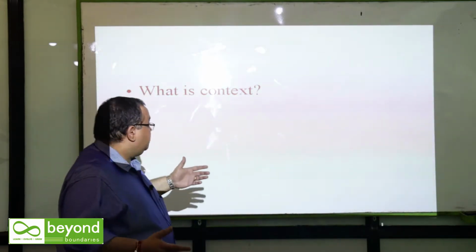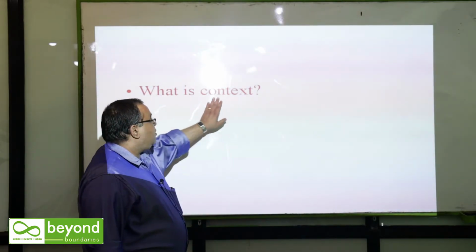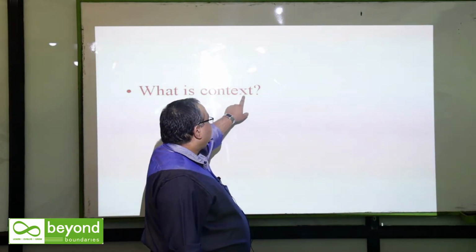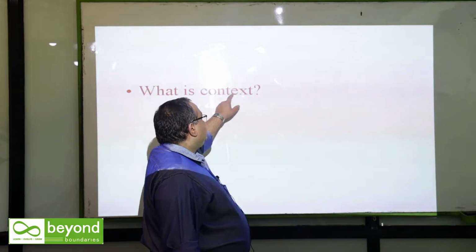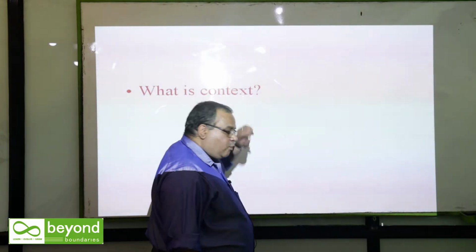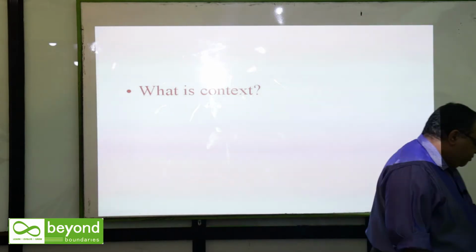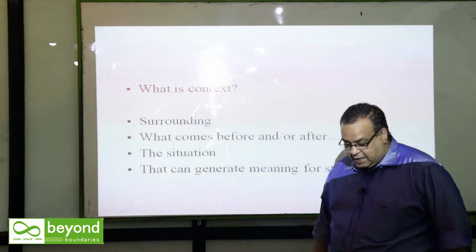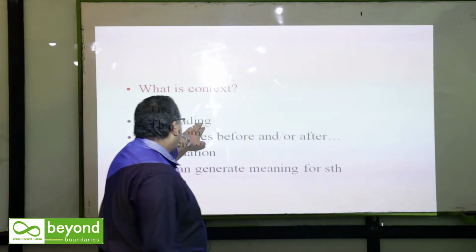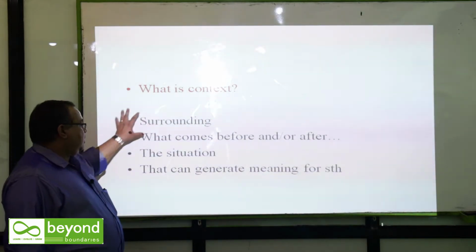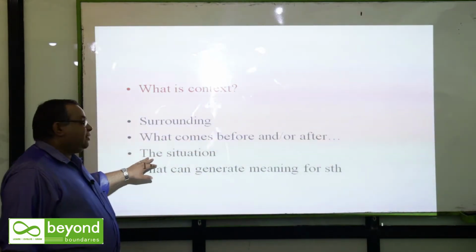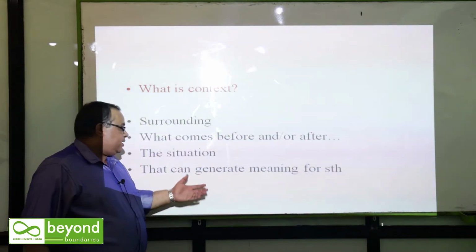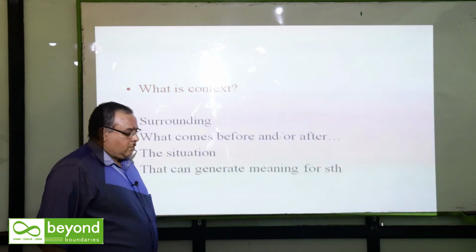So, what do we bank on? We bank on context. What is context? Simply put, if you just change this letter here, C-O-N-T-E-N-T, content. So, what is context? It is nothing but the content. The content will itself give you the meaning. So, what is context once again? It is the words and phrases that surround the word. What comes before or after? The situation which is described around the word. Any other clues that can generate a meaning for something. Very simple.